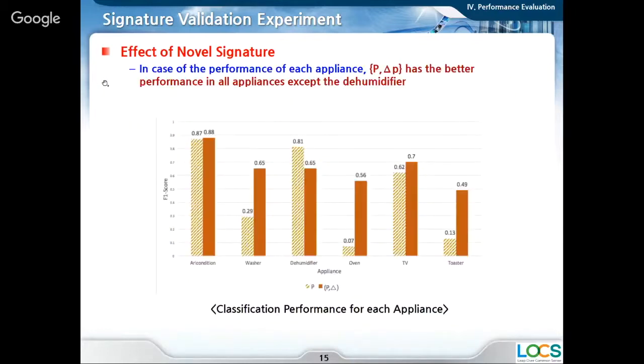And we can see that the red one, which is the second model, classified more cases than the first model. In case of the performance of each appliance, there are 6 appliances in the graph: air conditioner, washer, dehumidifier, oven, TV, and toaster. Except for the dehumidifier, in most cases the performance of the second model is higher than the first model. But we were curious about the dehumidifier's case, so we analyzed the data of the dehumidifier.